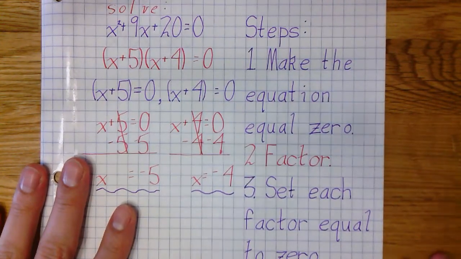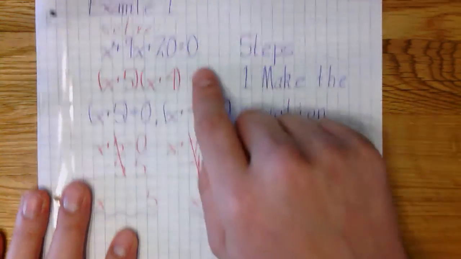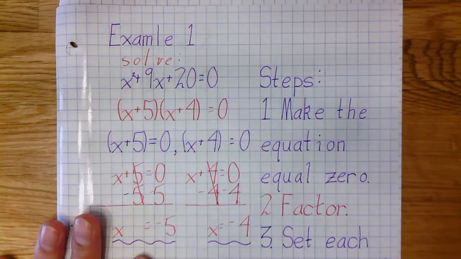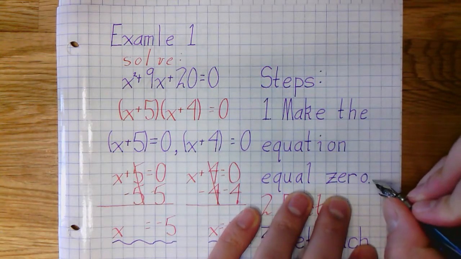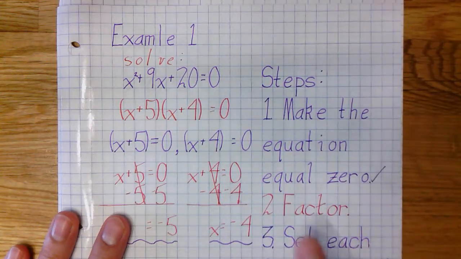So, steps. Step 1, make the equation equal 0. If we look, it already equals 0. Step 1 is done for us. So we're done with that. We can even put a little check mark here. Check. Okay. Step 2 is factor.